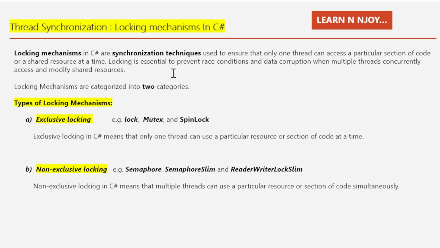So there are two categories of locking mechanism: exclusive locking and non-exclusive locking. Exclusive locking in C# means that only one thread can use a particular resource or section of code at a time. For example, lock, Mutex and spin locks are the options by which we can implement exclusive locking. Coming to non-exclusive locking, it means that multiple threads can use a particular resource or section of code simultaneously. For example, Semaphore, SemaphoreSlim, and ReaderWriterLockSlim are the options by which we can implement non-exclusive locking.